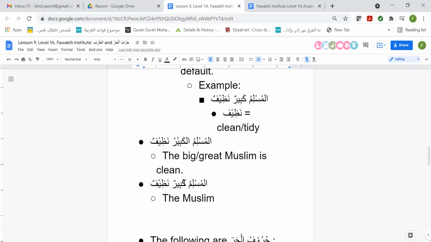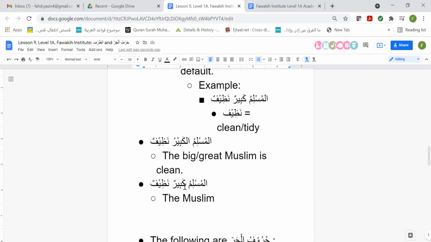Why? Because an adjective is the one unique thing in the grammar books where the adjective has to agree in all 4 aspects of gender, case ending, number and definiteness with the word that it's describing, what they call the mawsuf, right? So because it doesn't have alif lam, it cannot be used to describe Muslim. Does that make sense? If it doesn't make sense, stop me. I'm just talking a lot here.